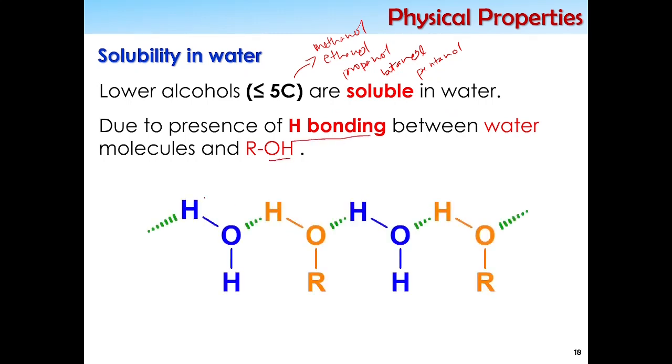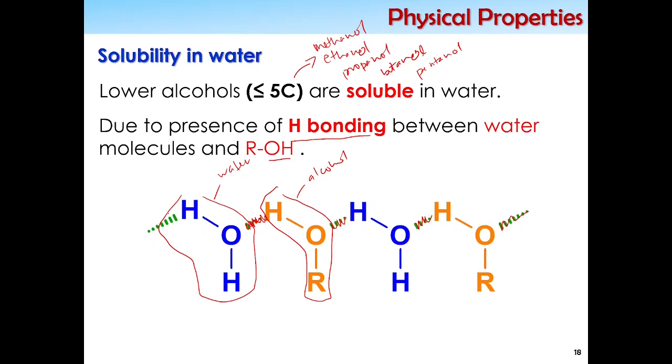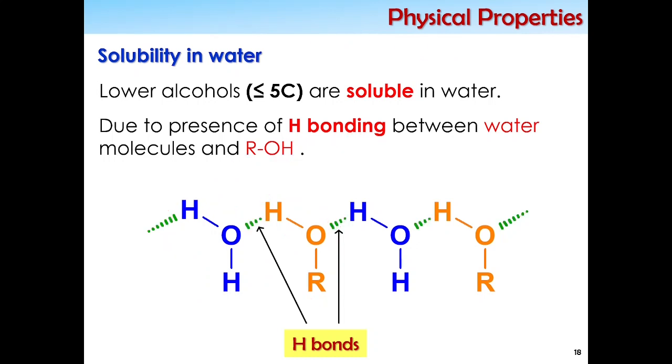Okay, so let's look at this one. This is water, and this one is alcohol. So they can have the interaction. This is the hydrogen bonding between alcohol and water. When it has that interaction, it is soluble. That is shown to you, H bond or hydrogen bonding.